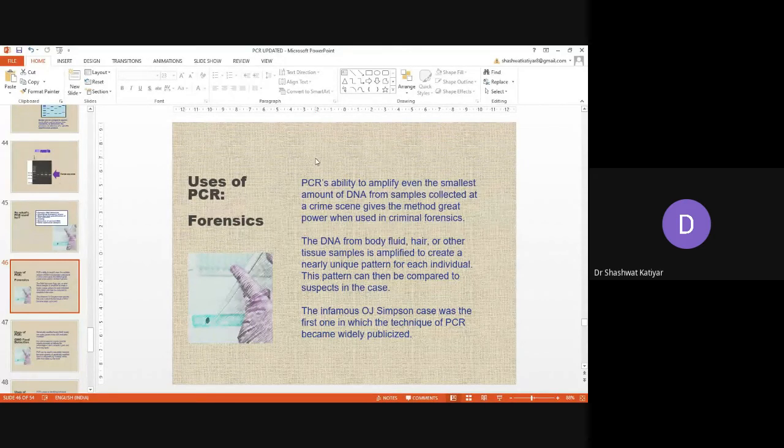PCR has the ability to amplify even the smallest amount of DNA from a sample collected at a crime scene or any other scene, which gives the method its power when used in criminal or forensic science. The DNA from any type of sample, that is body fluid, hair or other tissue sample, is amplified to create a nearly unique pattern for each individual, and this pattern can be compared to a suspect in any crime case. The first famous case was O.J. Simpson, which was solved with PCR and widely publicized.